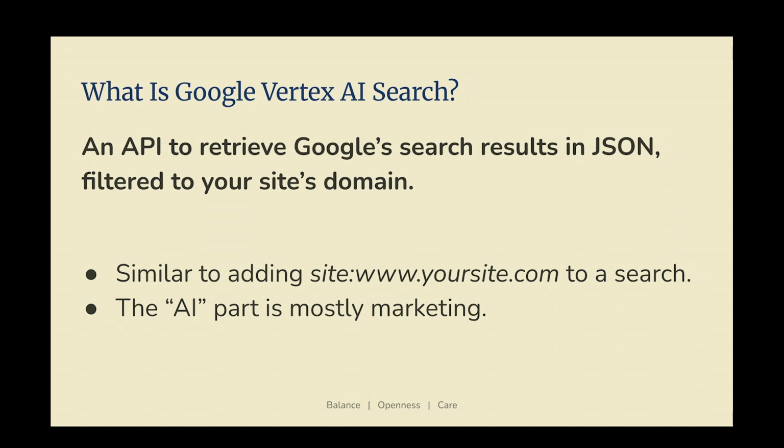And I say here the AI part is mostly marketing, in that there are AI tools that go along with Vertex. There is a chatbot service, there are suggestions and things like that. But this is just the web search. It doesn't really involve anything, quote, AI. But honestly, if Google Maps had never existed and they just released it now, they'd probably call it Google Maps AI. Right? Because that's how it goes.